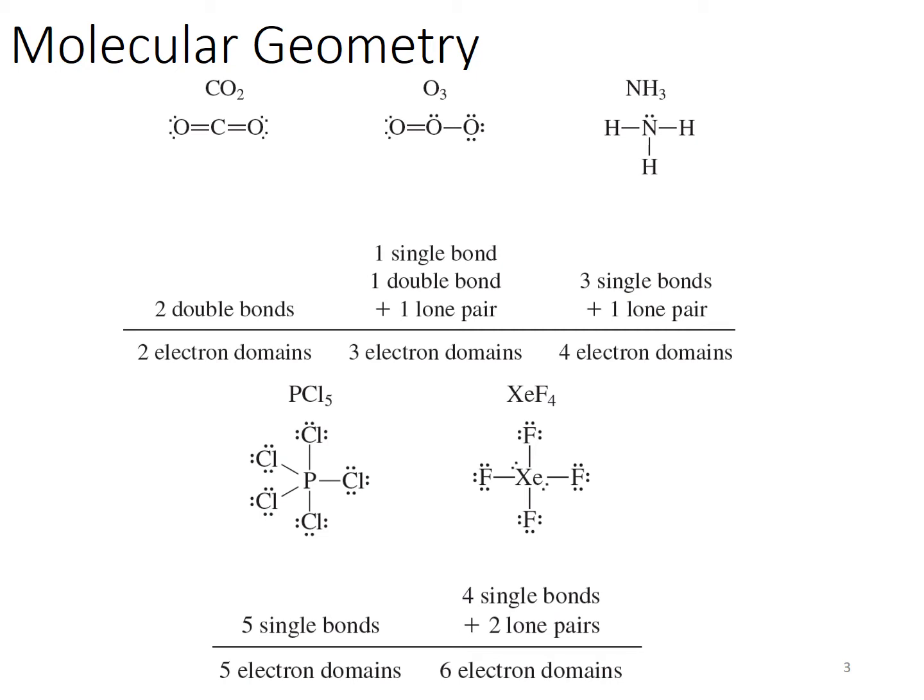And then lastly, we have 6 electron domains. We see that there are 4 single bonds and 2 lone pairs, so that's a total of 6 electron domains. That means the electronic geometry for this is called octahedral. And that is, again, quite a common one, especially when we deal with larger and larger atoms.